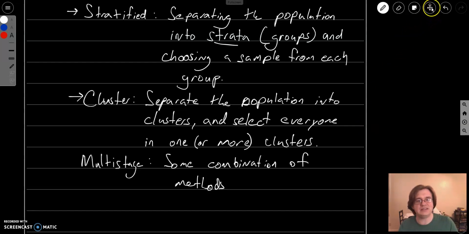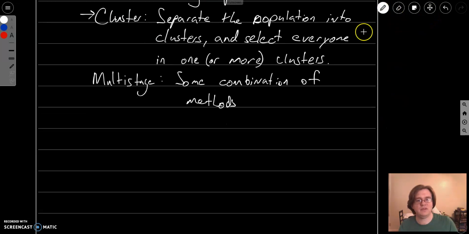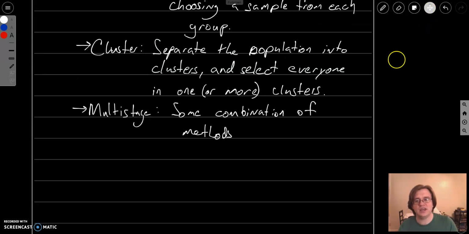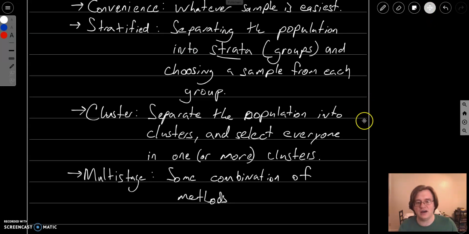And then a multistage sampling method is going to be some combination of some sampling methods. So for instance, maybe we do choose a random zip code, as in a random cluster, but once we have that, then we choose a simple random sample, as in just a random sample from that zip code. You can combine clusters and strata and convenience to create all sorts of different sampling methods.